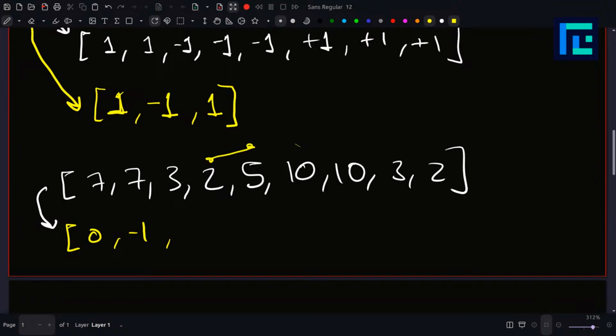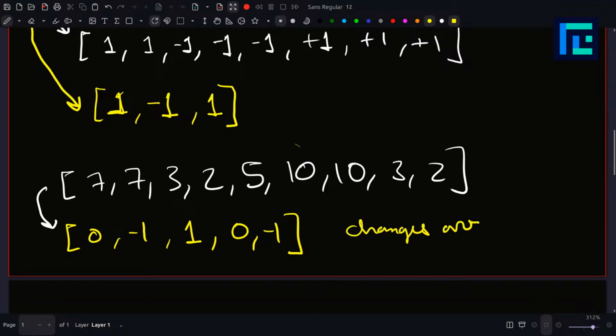Now from 2 to 5, it's a positive change. So we have a +1. From 5 to 10, again, it's a positive change, but we won't push a +1 now because there is already a +1 on the top. Okay. Now 10 to 10, there is no change again. 10 to 3, there's a decrease. And so we'll put -1. 3 to 2, there's also a decrease, but there's already a -1 here, so we won't put anything.